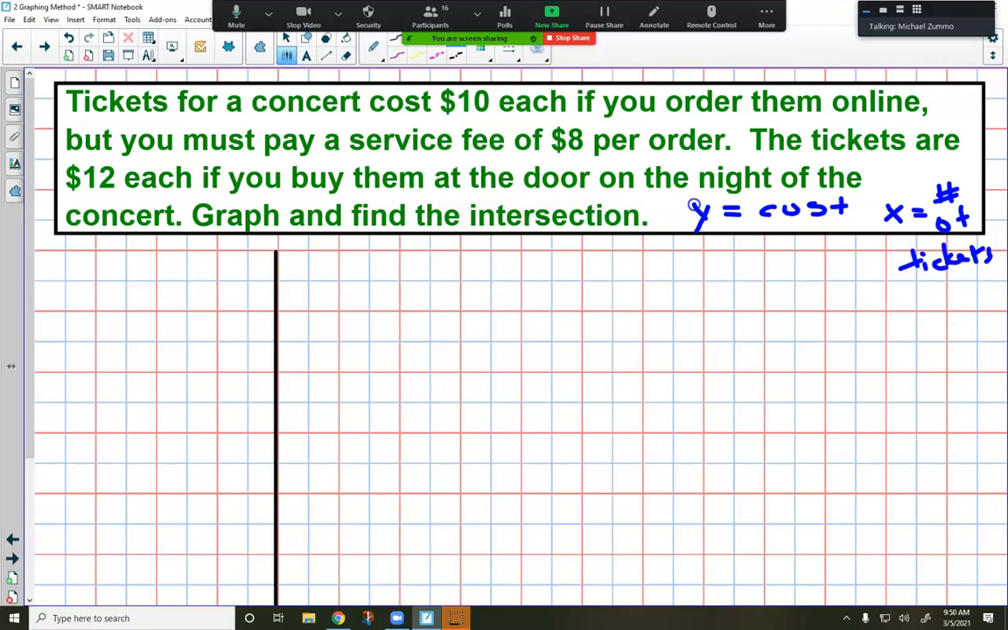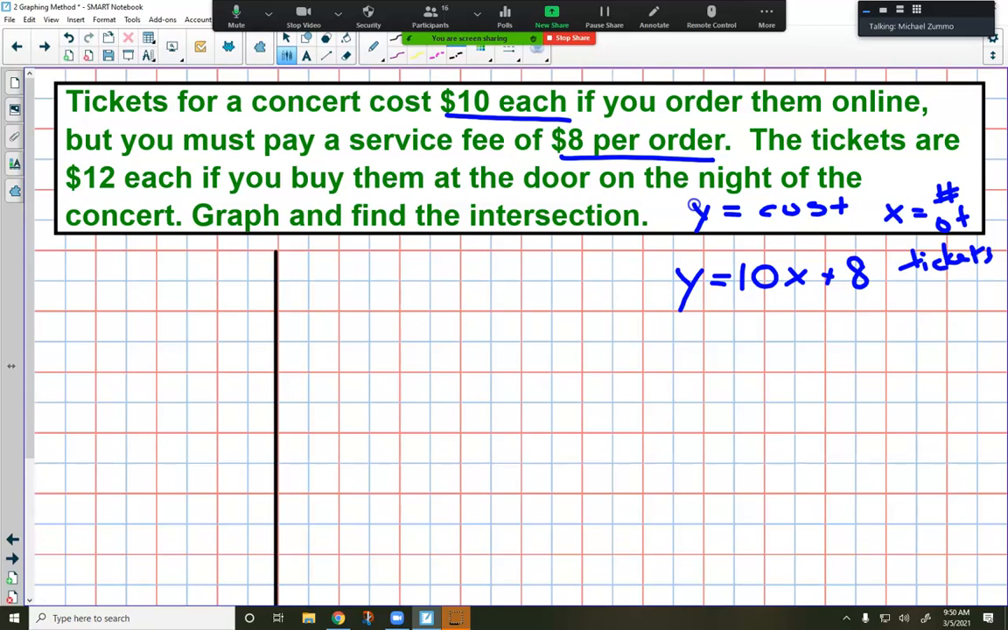The first equation will be if we buy them online. I'm going to get y equals 10x plus 8. It is $10 per ticket, so that's where the 10x comes from. We're multiplying 10 times the number of tickets. It's $8 per order. Not per ticket, per order.